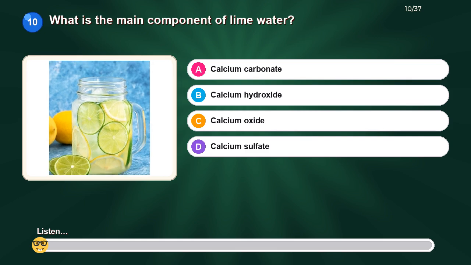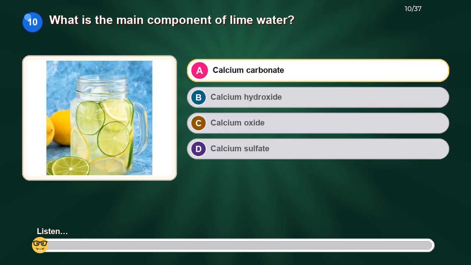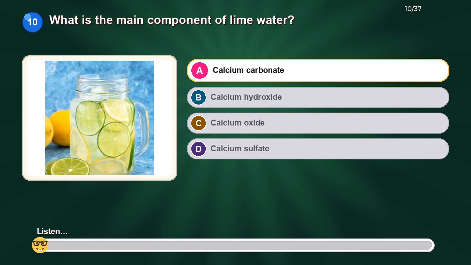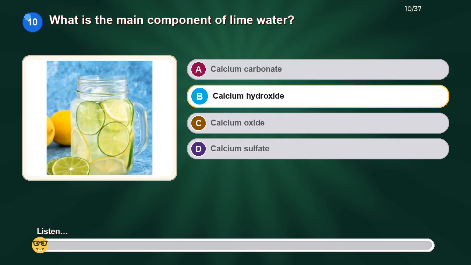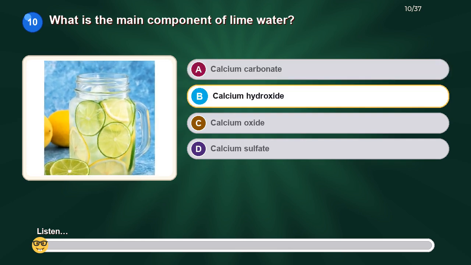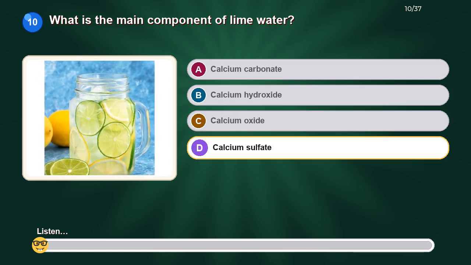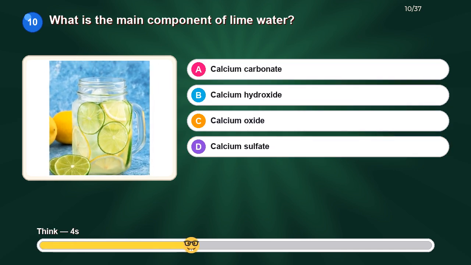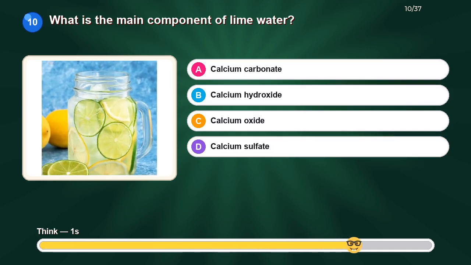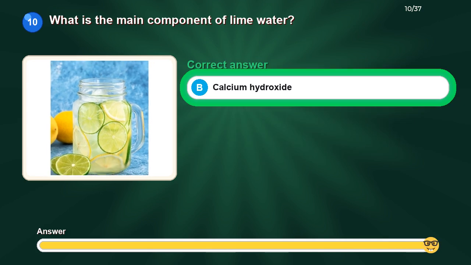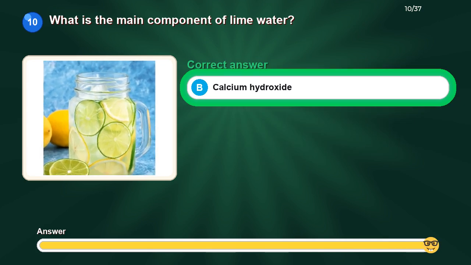What is the main component of lime water? Option A, calcium carbonate. Option B, calcium hydroxide. Option C, calcium oxide. Option D, calcium sulfate. The correct answer is calcium hydroxide.